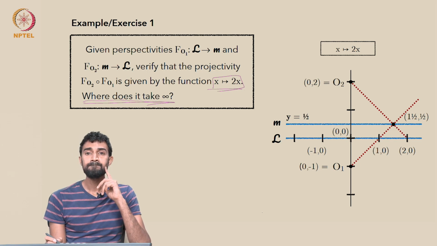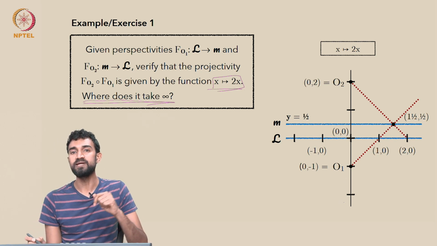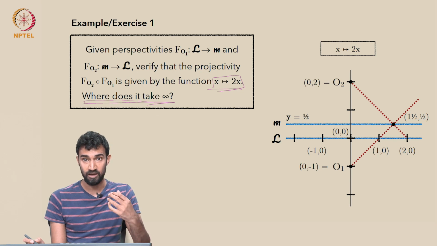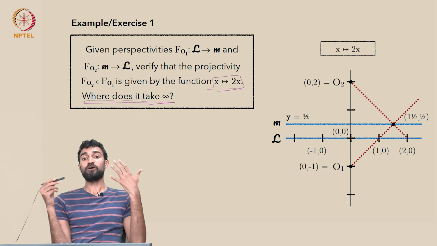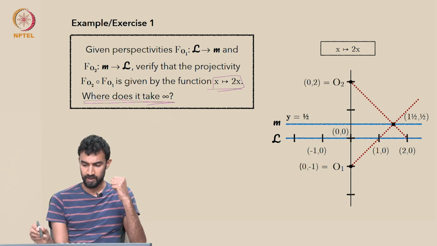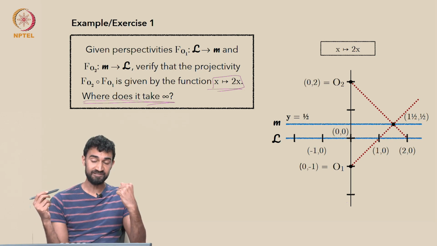Well, remember how we did this last week? Hopefully you remember, but just to refresh your memory, how do we figure out where a perspectivity sends a point at infinity? Well, the key is to draw a line through the center of perspectivity, which is in that class of that point at infinity.